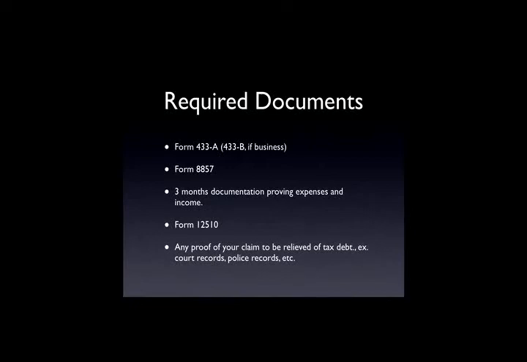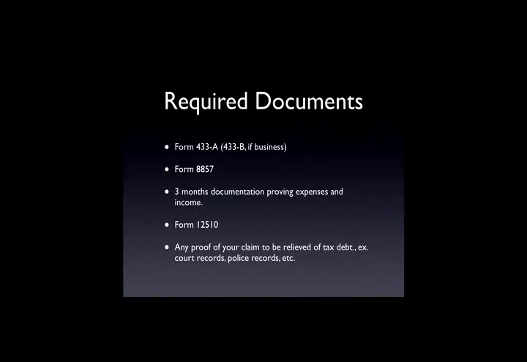You also need to fill out a Form 8857. You have to provide three months' worth of documentation proving your expenses and income in a Form 12510. And you also need to provide any proof of your claim to be relieved of your tax debt. For example, court records showing the dissolution of the marriage or the separation agreement, police records if you were a victim of domestic violence or things of that nature, and anything else that you think might be pertinent and relevant to your case.